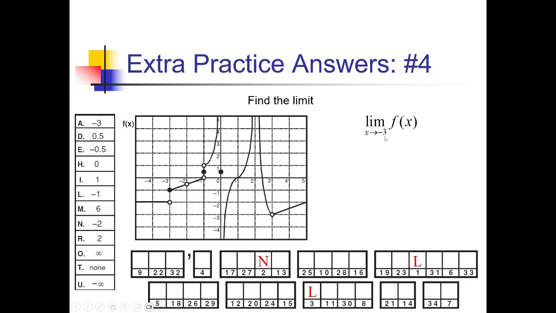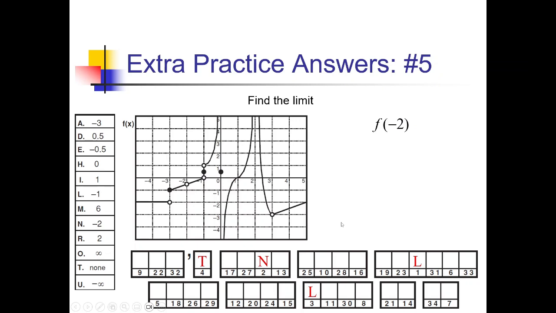For the two-sided limit at -3, we notice that we're going to a different place as we approach from the left and the right. From the left, we're going to -2. From the right, we're going to -1. Since those don't match up, these are not the same limit, so we have DNE, does not exist, none for the limit. So that's choice T right here, going in spot 4.